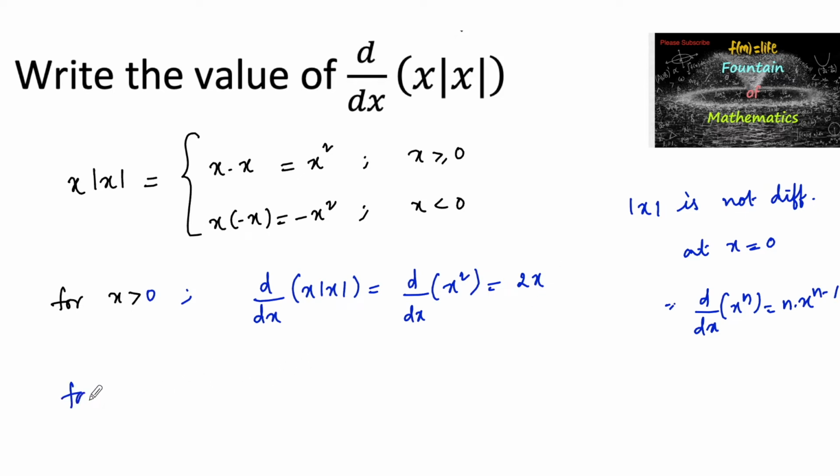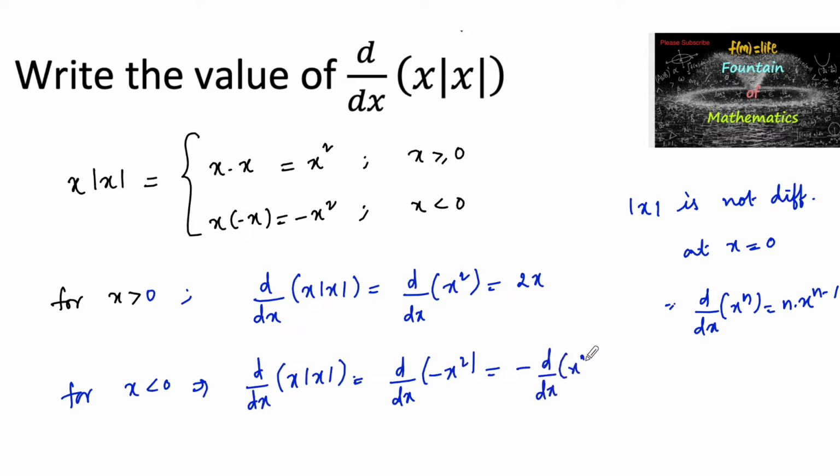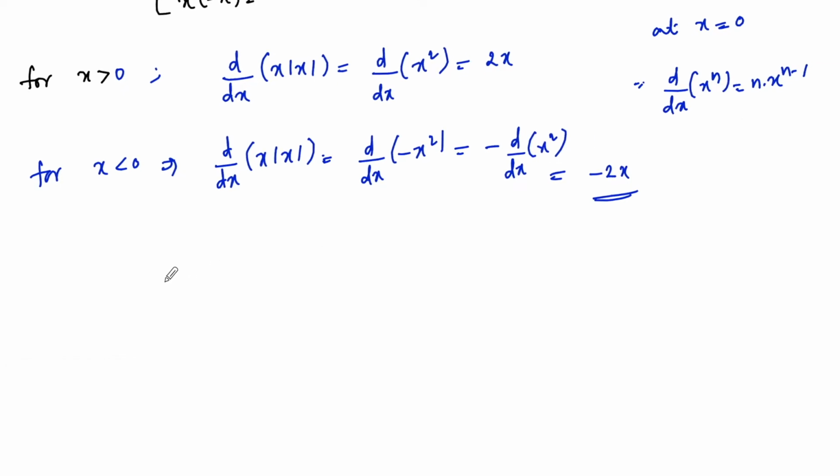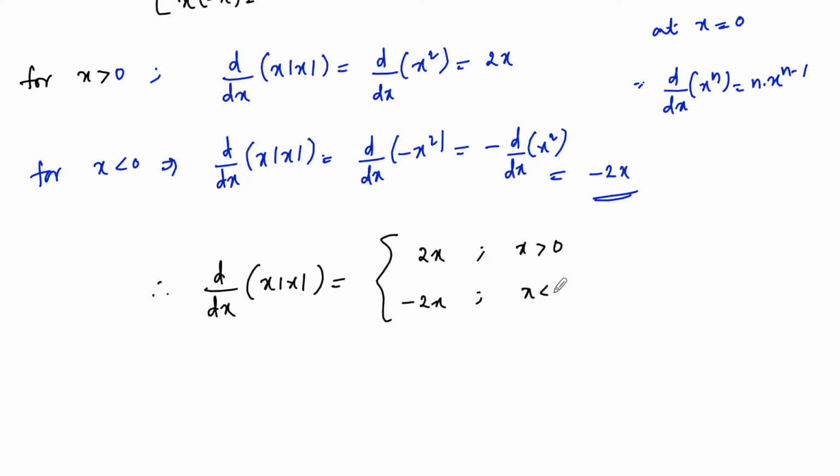And then for x less than 0, we have d by dx of x mod x, which is equal to d by dx of negative x square. So we can write here minus d by dx of x square, which is equal to negative 2x. So we can conclude that d by dx of x mod x is equal to 2x when x is positive, and negative 2x when x is less than 0.